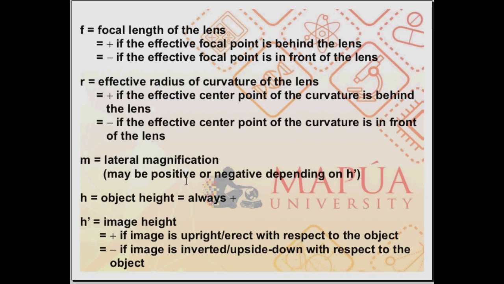m is still the lateral magnification, just like with mirrors. Again, m may be positive or negative depending on h prime. The object height h is always positive. h prime is always with respect to the object height h. If the image has the same orientation as the object, h prime is positive. But if the image is inverted or upside down with respect to the object, h prime is negative.